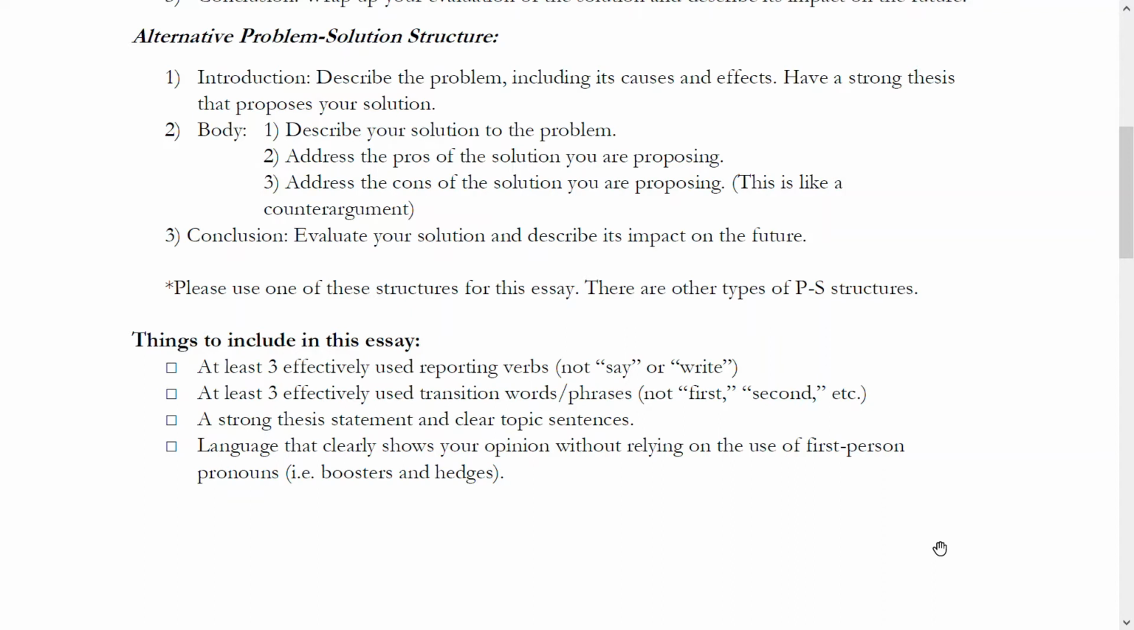I want to make sure you have a strong thesis statement and clear topic sentences. This is your last piece of writing for my class, and I expect to see these things because you guys are about to go to college and you better know what a thesis statement is.